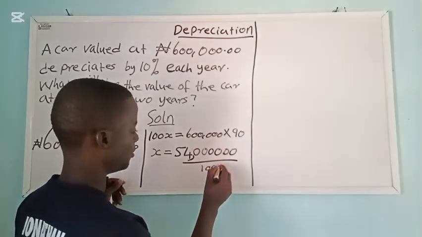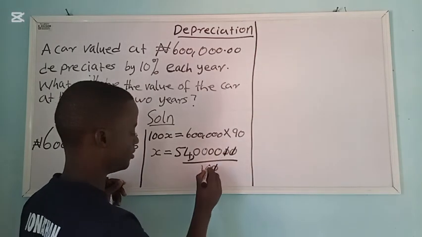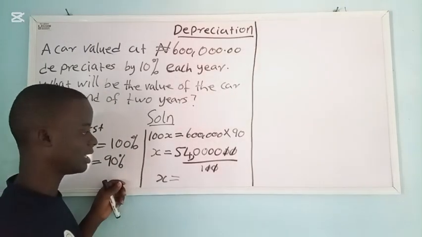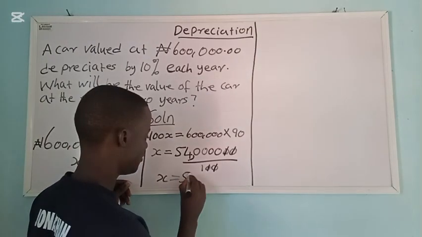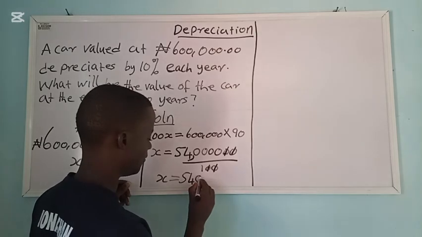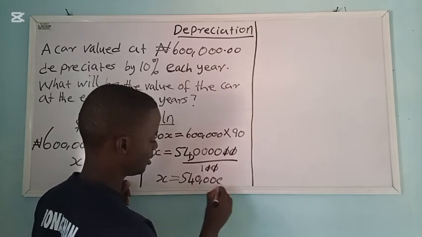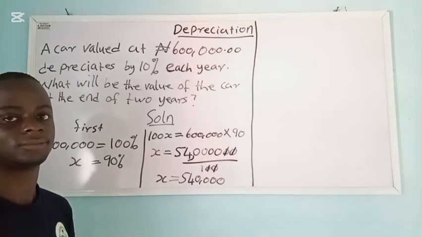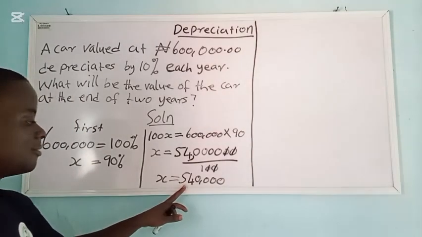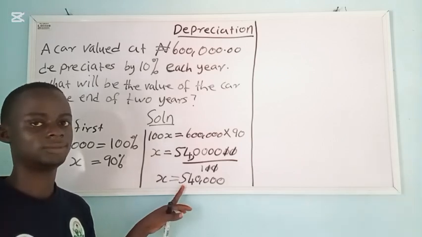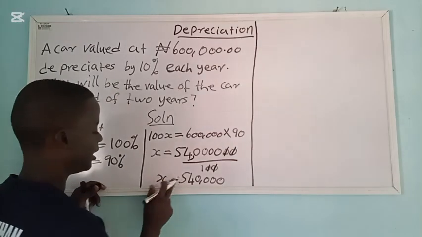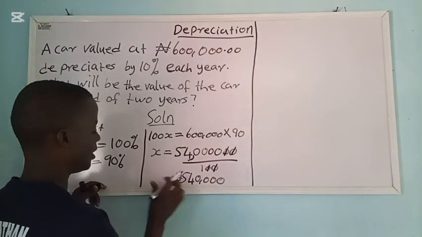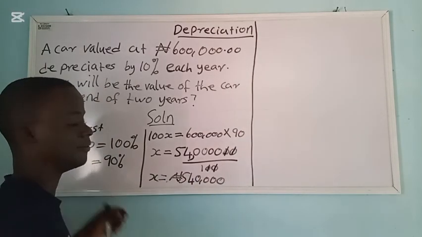So now when you divide it, you will have 0 cancel 0, 0 cancel 0. So at the end, you will find out that the value of the car is 540,000. This is the value of the car. Let me put the naira sign beside the money. This is the value of the car at the end of the first year.